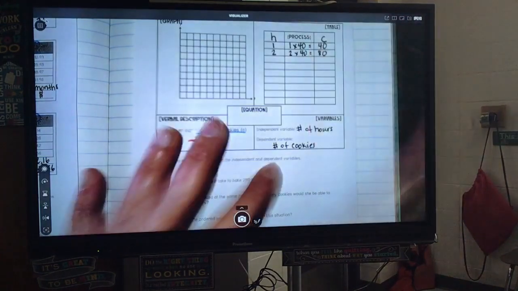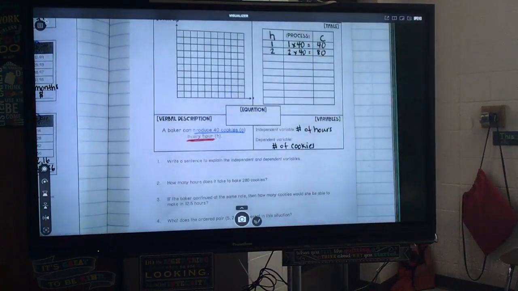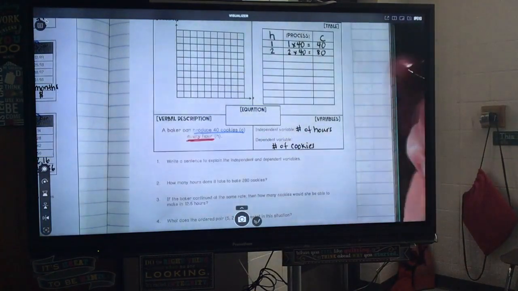Alright, put your pencils down. You're not doing any more in that table. You're gonna work together and fill out the rest of the table. Slide over to your graph.